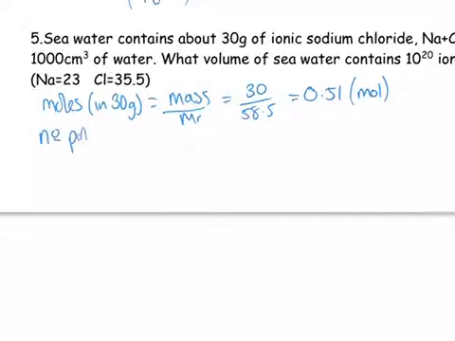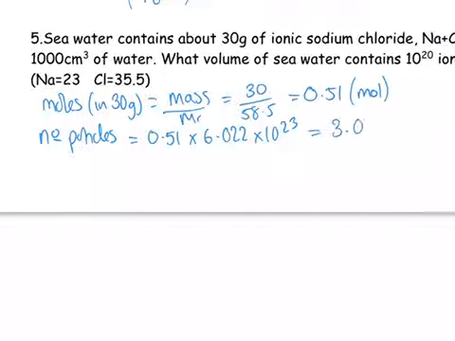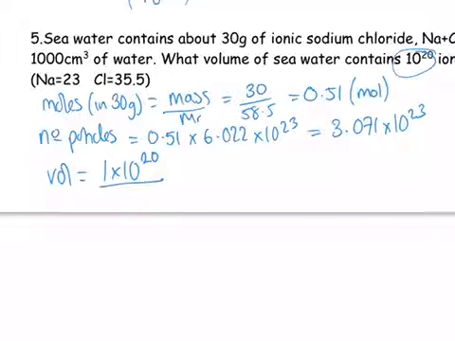To work out the number of particles, we're going to do the moles times Avogadro's number, which is 3.071 times 10 to the 23. We then need to work out the volume. Now we know that there's 30 grams of ionic ions in 100,000 centimetres cubed of water. So to work out the volume of this number of ions, it is going to be 1 times 10 to the 20 divided by the answer to the previous section times 1,000.